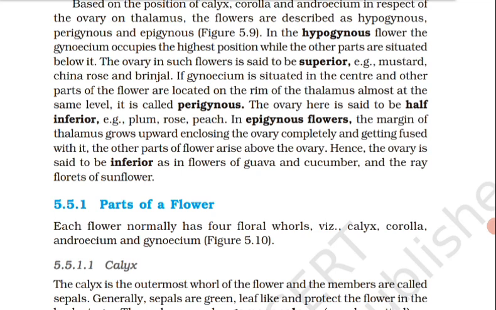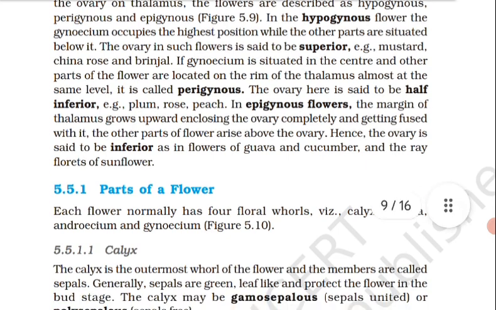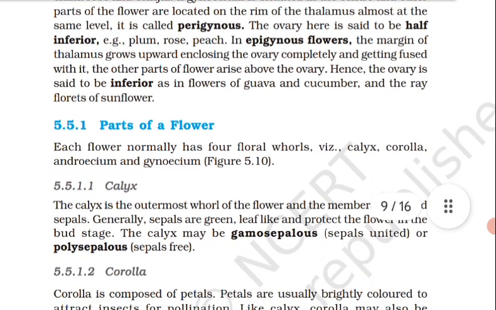When the placenta is axial and the ovules are attached to it in a multilocular ovary, the placentation is said to be axial, as in China rose, tomato, and lemon. Lechinto, which you can remember as an example of axial.